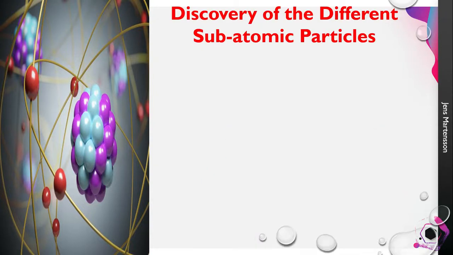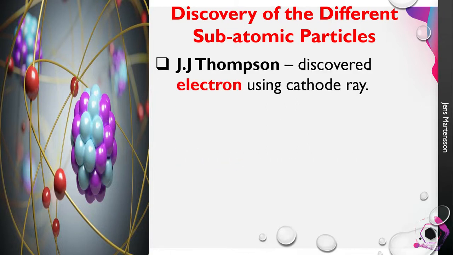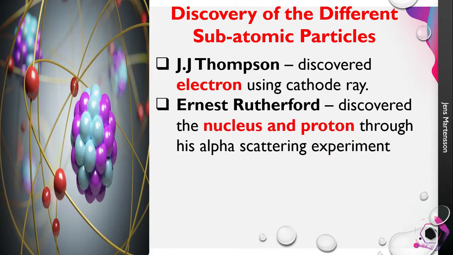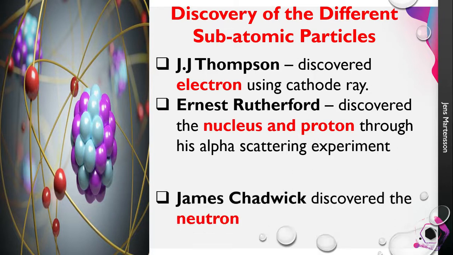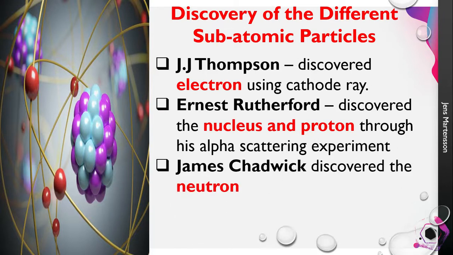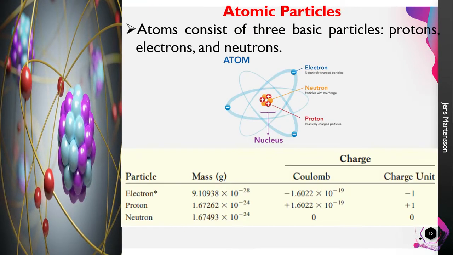Electron is a negatively charged nga particle. Okay? So let us talk about the discovery of these different subatomic particles. It was J.J. Thomson ang nakadiscover sa electron using the cathode ray experiment. Sa proton naman at saka sa nucleus, it was Ernest Rutherford ang nakadiscover using his alpha scattering experiment. Si James Chadwick naman for the neutron na nakadiscover. Okay, so again, atoms consist of three basic particles: protons, electrons, and neutrons.